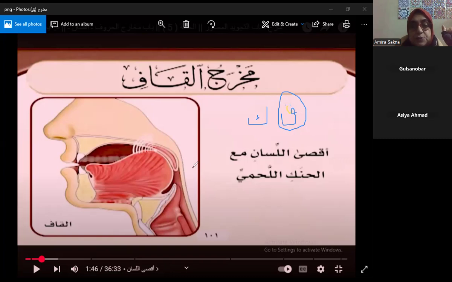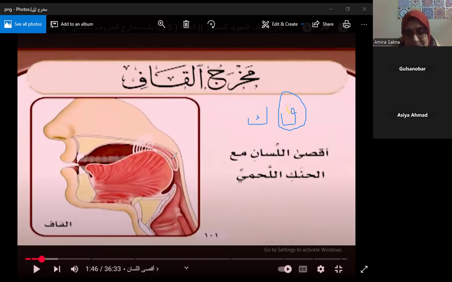The qaf is produced when the back of the tongue is raised toward the soft palate, making full contact, no space in between. Again, the qaf is produced when the back of the tongue is raised towards the soft palate, making full contact, no space in between. If I keep it like this, up, the sound will be inaudible.